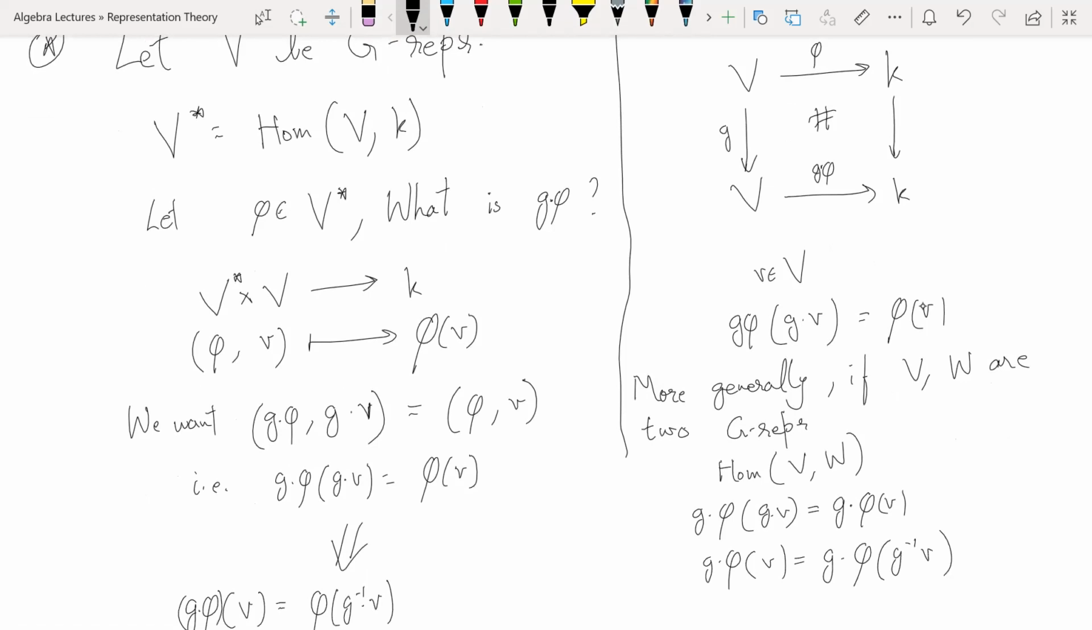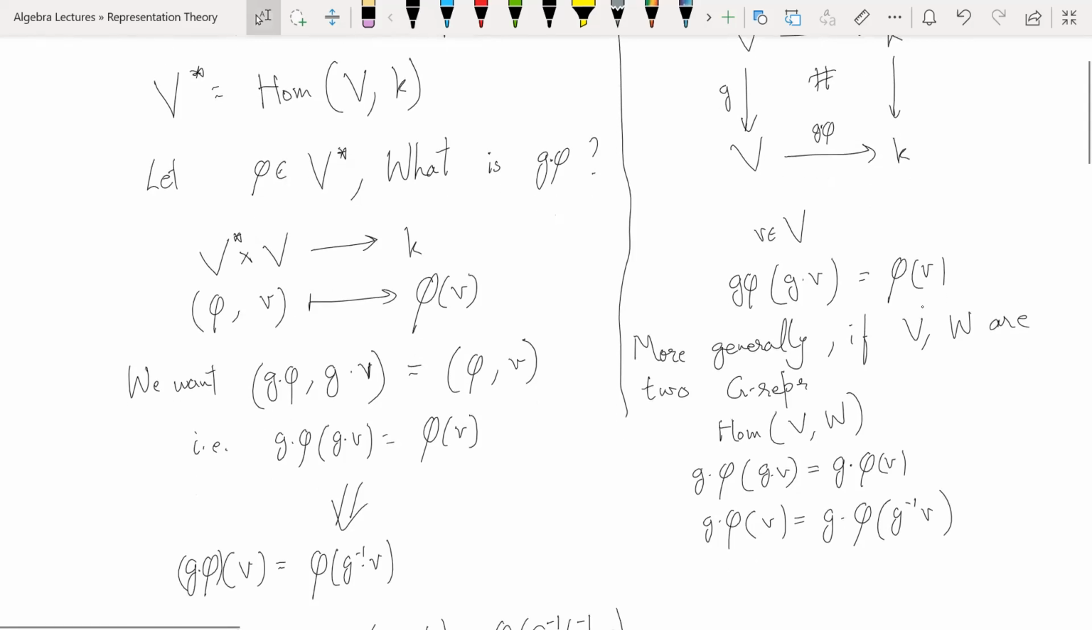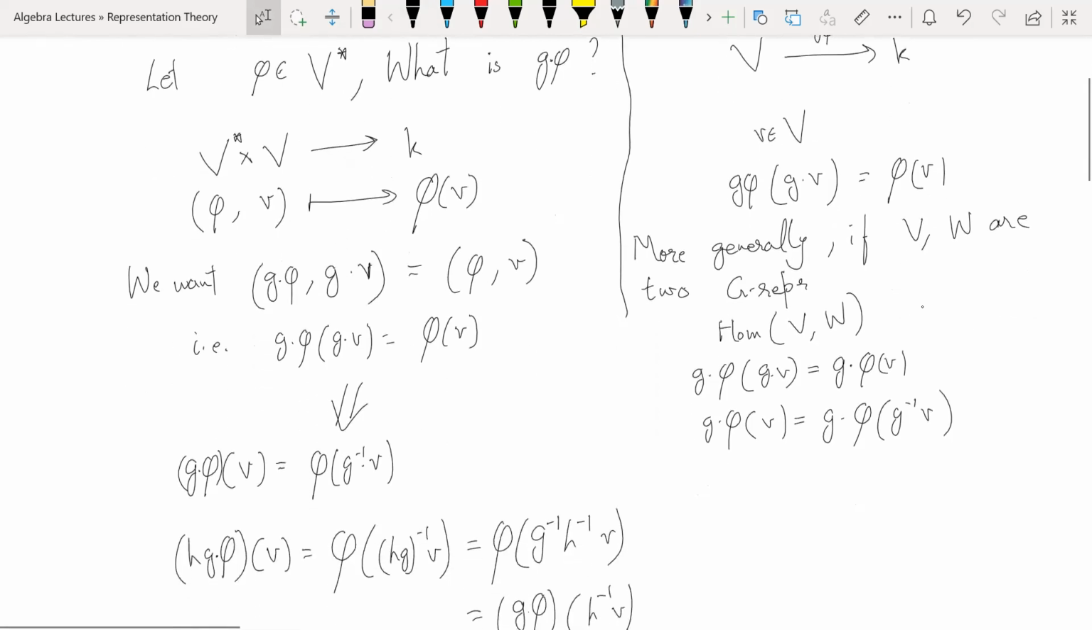So one has to check that this is again an action, that G dot phi is an action. That is similar to showing that this is an action, so I'll show that this is an action, and that you can check yourself. Now that I hope you are convinced that this is the right definition, let's check that this is indeed an action. And that will prove that V dual is a representation, and similarly, this is also a representation.